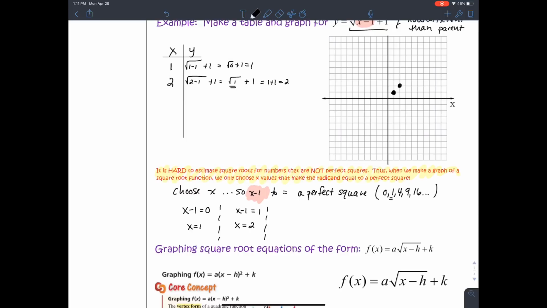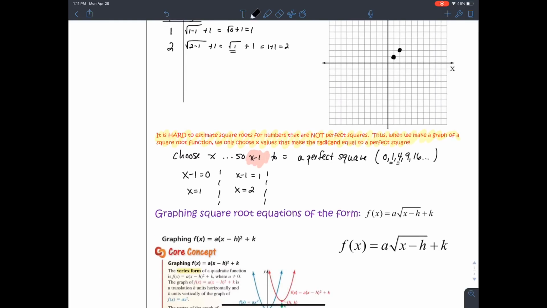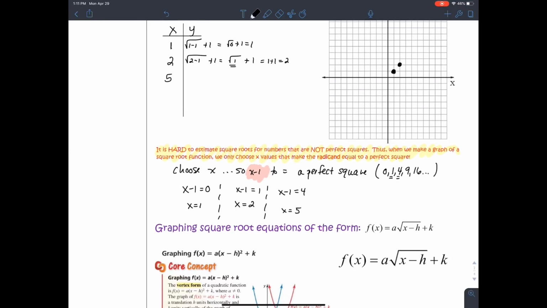So the next perfect square that I want to use, I know the square root of 4. So I'd want that number, x minus 1, to come out to be 4, in which case I'd want to use the x value of 5. If I plugged in 5 for x to find the y value, I'd take that 5, subtract 1, find that square root, and then add 1, which means I'm really taking the square root of 4 and then adding 1, which is just 2 plus 1, which comes out to be 3. So at the x value of 5, we have the point (5, 3).